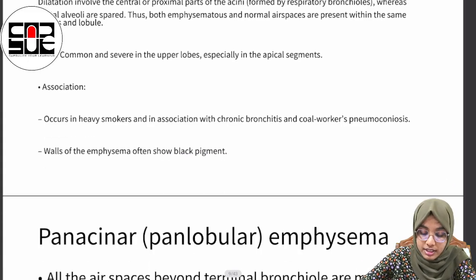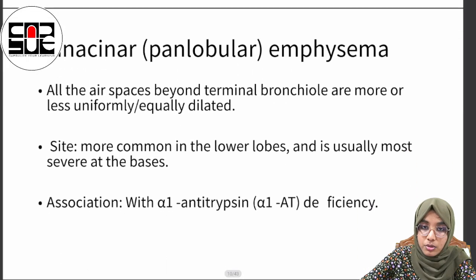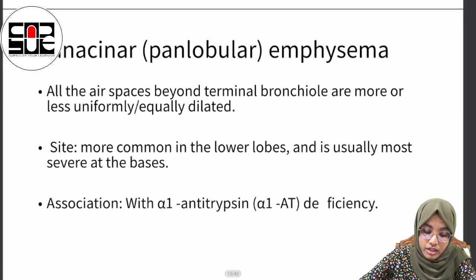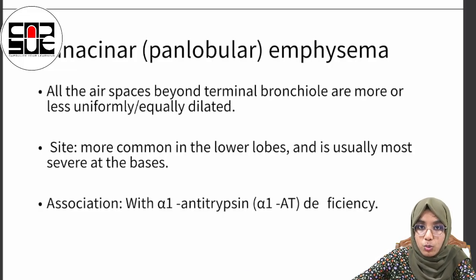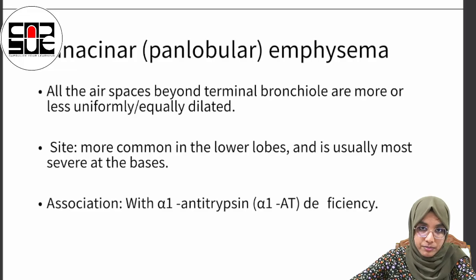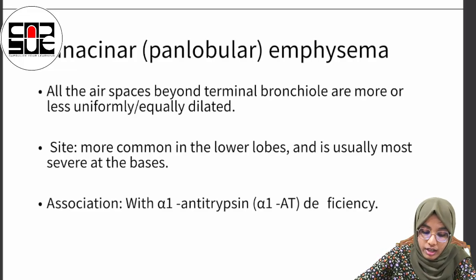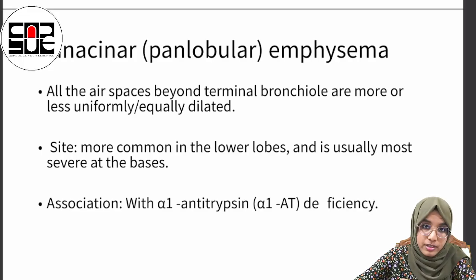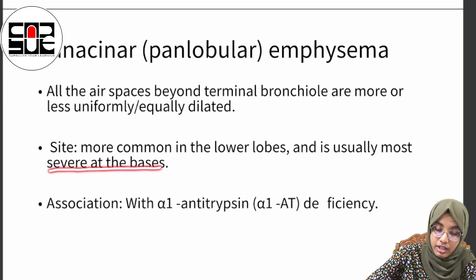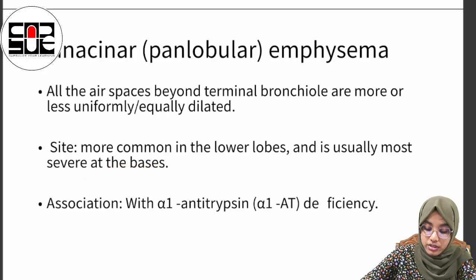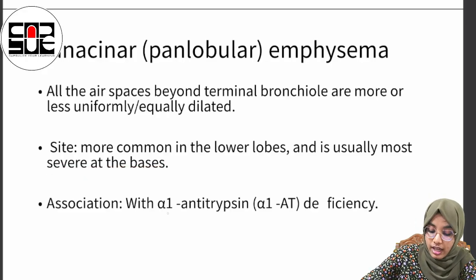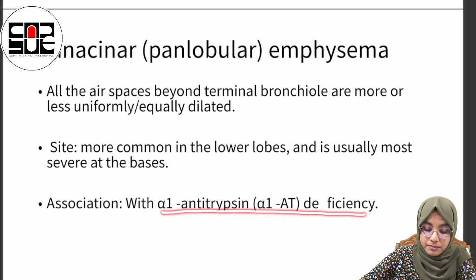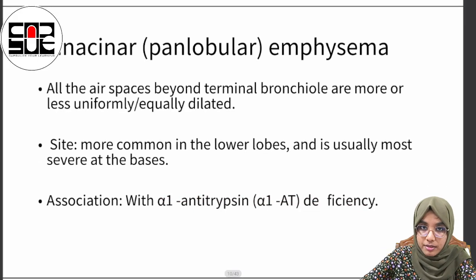Let's move on to the next type, which is panacinar or panlobular emphysema. Here, all the air spaces beyond the terminal bronchiole will be equally dilated. And it is mostly common in the lower lobes, unlike centriacinar emphysema, where the upper lobes are involved. And in centriacinar emphysema, the apices of the lungs were affected. Here, the disease is most severe at the bases. And it is associated with a genetic defect, which is the alpha-1 antitrypsin deficiency. So that is about panacinar emphysema.